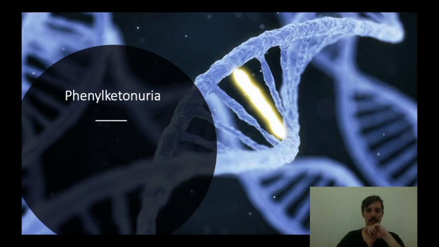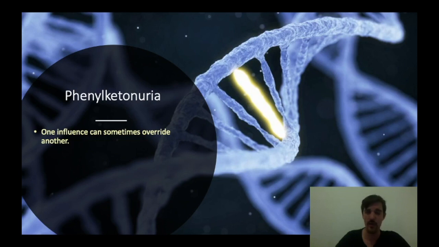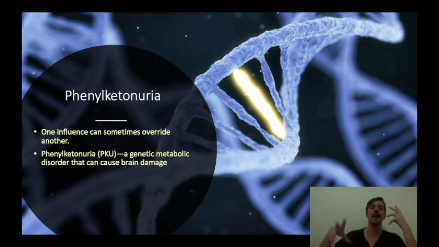And lastly, don't ask me to pronounce it, phenylketonuria. So this is the idea that one influence can override another. So you can have a predisposition towards something, but it can be overridden through behavioral changes.